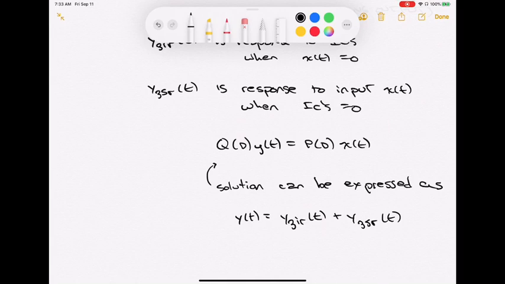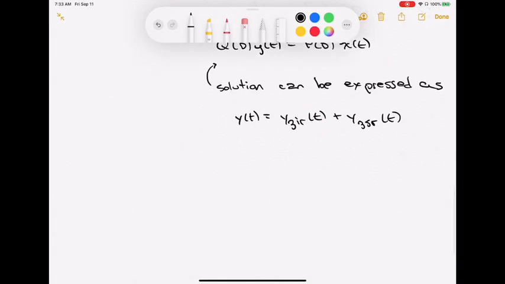Let me do a quick aside, though, and talk about why this differential equation is kind of hard to solve in the first place. So I'm going to look at a very, very simple differential equation, a first order differential equation, and we'll just look at this one in brief. I'm going to look at D plus 1 acting on y of t being equal to x of t.